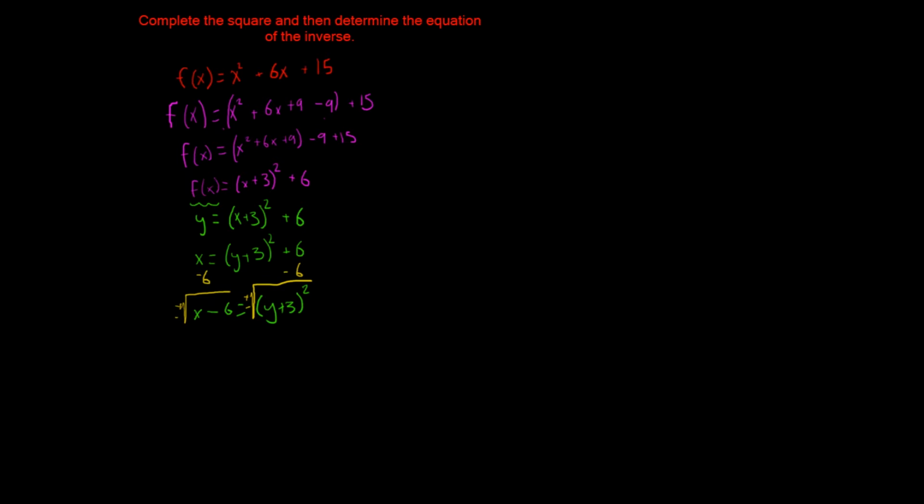So we can now write it as the positive and negative square root of x minus 6 equals, and now it's just y plus 3 because we just did the opposite. We just canceled this out with the square root. So we got y plus 3, and now it seems pretty easy. We've got y plus 3 on one side, and we just want y.